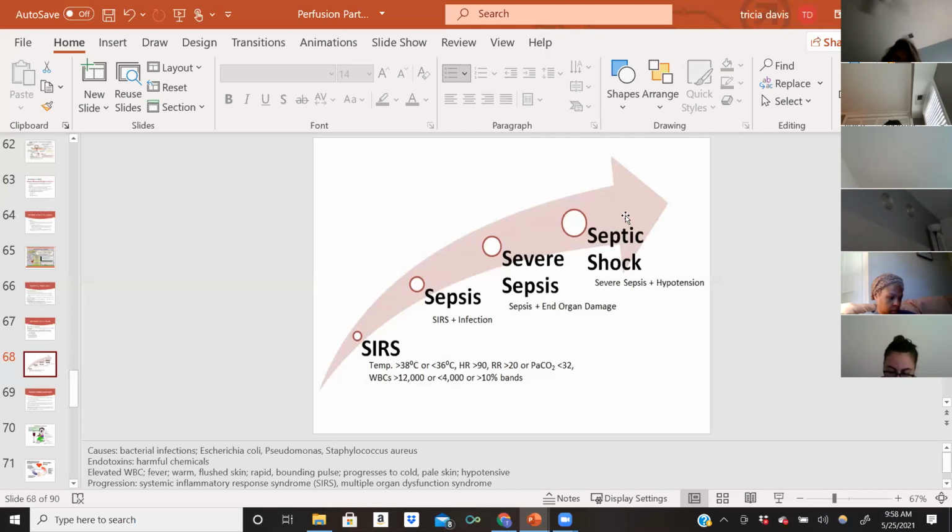So now we have sepsis. When it progresses to severe sepsis is when you have sepsis, which is the SIRS plus the infection, and now we have end organ damage. So our liver's failing, our kidneys failing, and then we have septic shock when we have severe sepsis. So we know what sepsis is, which is all the components of SIRS plus an infection, plus we have end organ damage, and now we have hypotension because those compensatory mechanisms are failing. So you guys need to know this process, and you need to know what's included in each. You're going to see that on your exam.